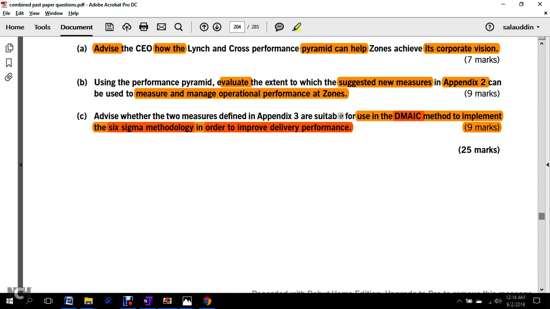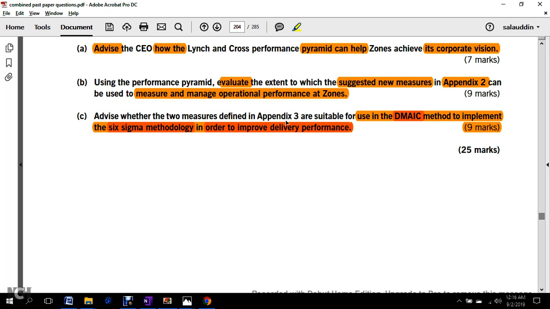We want to implement Six Sigma. Now we need to use DMAIC. Now are these 2 measures suitable? Because we want to improve delivery performance, quality of delivery, right? What does define mean? Define means defining the customer requirement. What is my specific goal that needs to be defined, and what is the customer requirement that needs to be defined? So D stands for define.